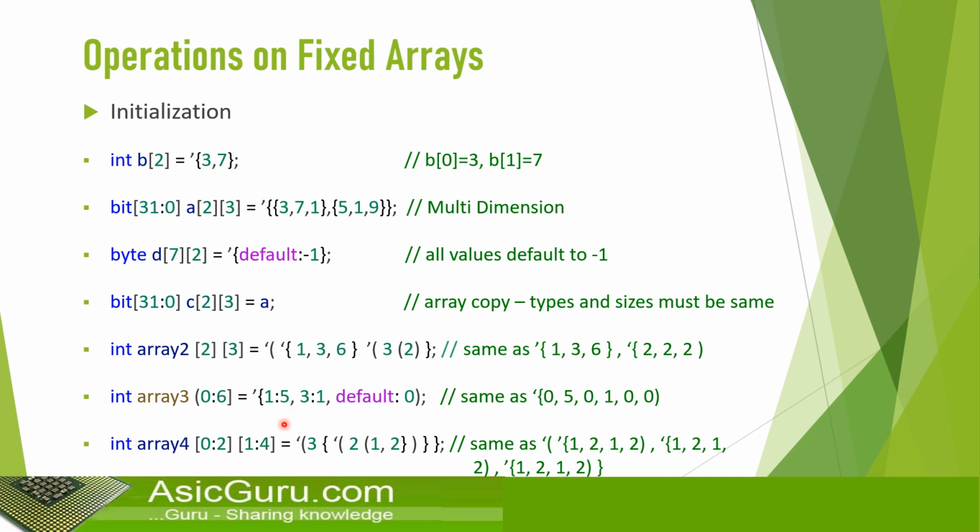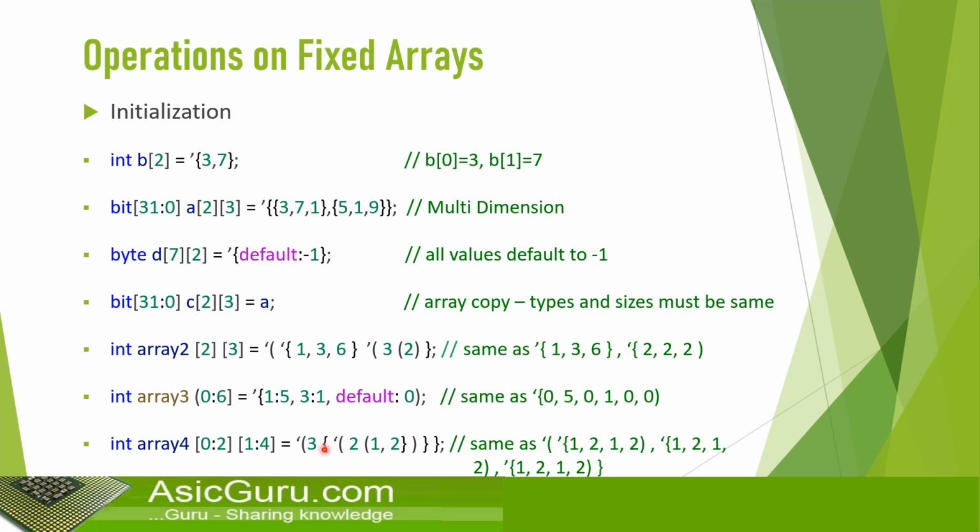In the next, we are assigning value 5 at index 1 and value 1 at the third index. And for all the other indexes, we are assigning value 0. Next is again an example of replication. Here we are assigning values 1 and 2 two times, meaning replicate both these values two times. So we get the result as 1 2 1 2.